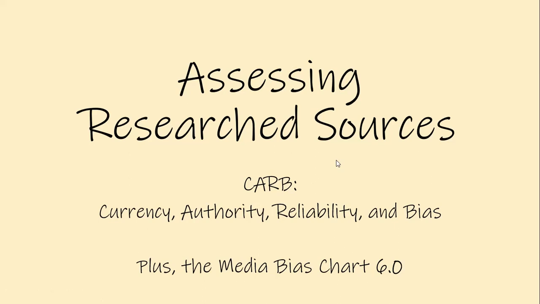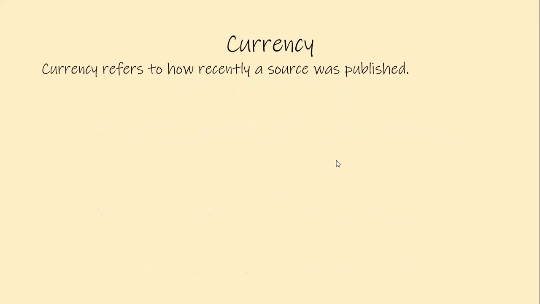Four things that you want to be thinking about when you're trying to figure out how useful a source is going to be. We're also going to be taking a look at the media bias chart, version 6.0, which is a really useful tool that you'll want to be using if you're looking at research through news or popular sources. So, to get started, we're going to talk about currency, the first of the CARB system.